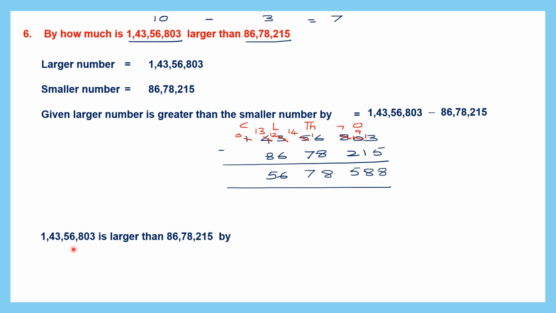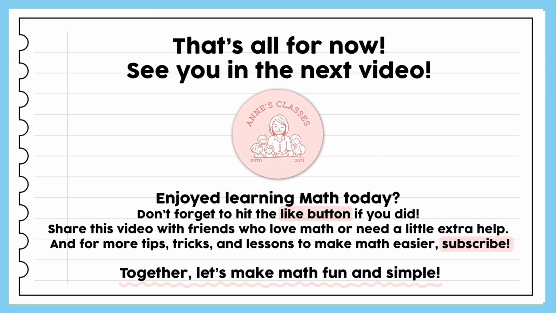1 crore 43,56,803 is larger than 86,78,215 by this number. Let's write our answer. That is 56,78,588. We'll stop with that for now, children.